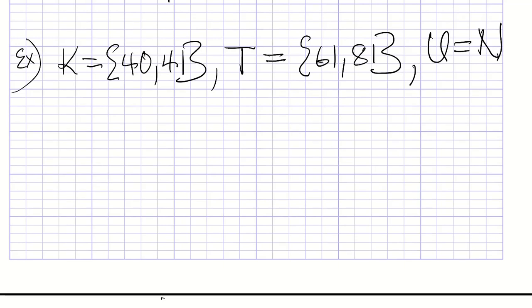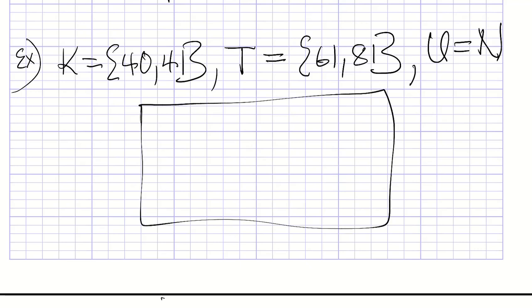You have K defined like that, T defined like that. Okay, we want to represent it using the Venn diagram. You draw the universal set. Okay, it says the universal set is a subset of natural numbers, right? You know what is natural number? Counting numbers 1, 2, 3, 4 to infinity, right?